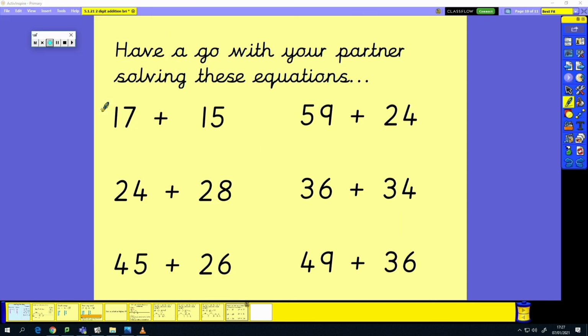And now it's your turn. Pause this screen and then you can have a go at working out these number calculations yourself on your whiteboard. Good luck!